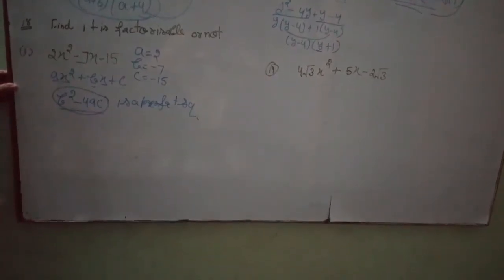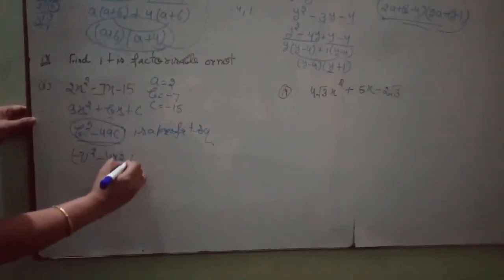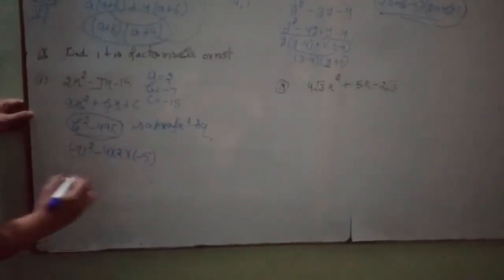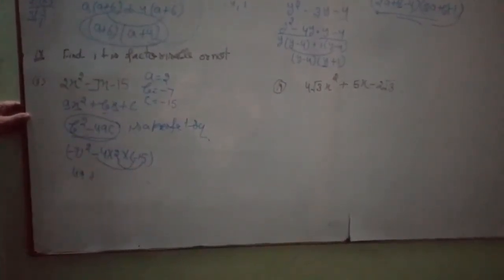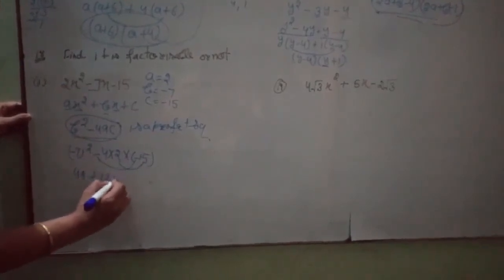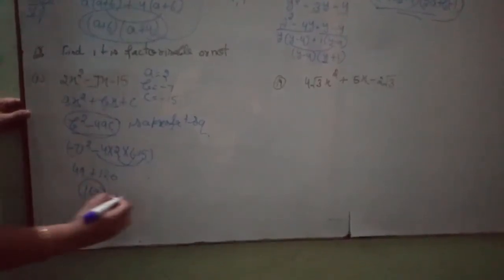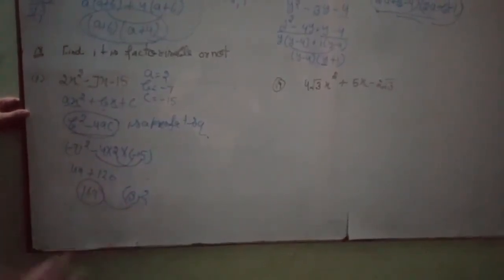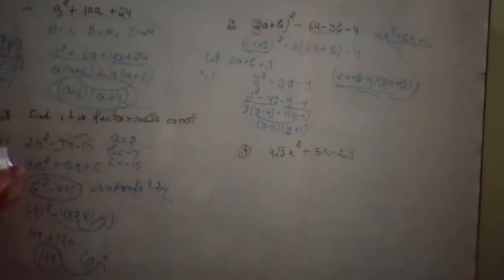For this we check b square minus 4ac. That is minus 7 square minus 4 into 2 into minus 50. Minus 7 square is 49, plus 4 times 2 times 50 which is 400... that is 49 plus 120, giving 169. 169 is the perfect square of 13. So it is a perfect square, and this expression is factorizable. If it is factorizable, then we find a factor by the same method.